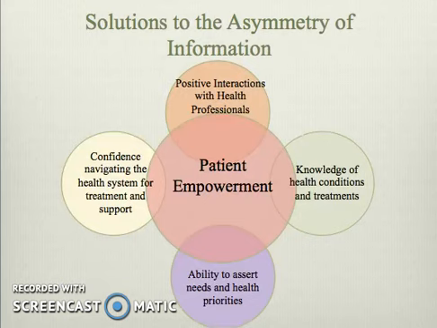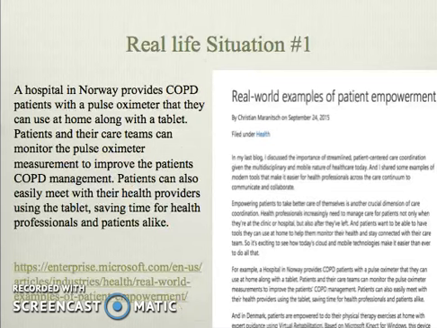On the other hand, when dealing with the asymmetry of information, here's what we can do. Physicians should try to help the individuals gain knowledge on their health conditions and treatments. They should always have a positive attitude towards them also. Organizations could have sessions where they could build the patient's confidence in navigating the health system for treatment. They could also support and help the individual assert their needs and health priorities.